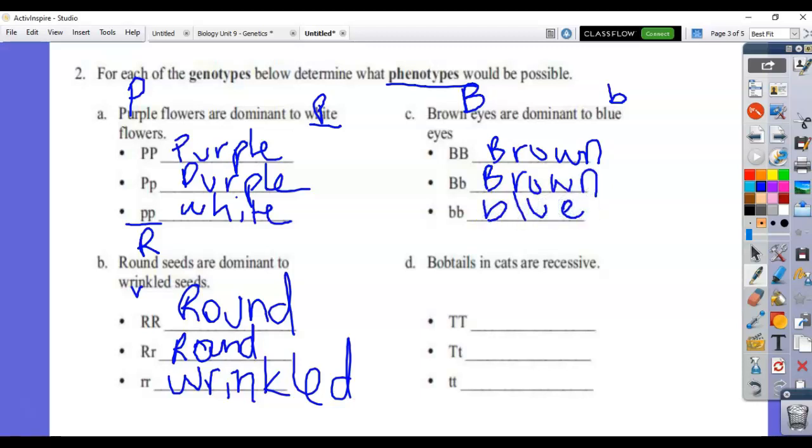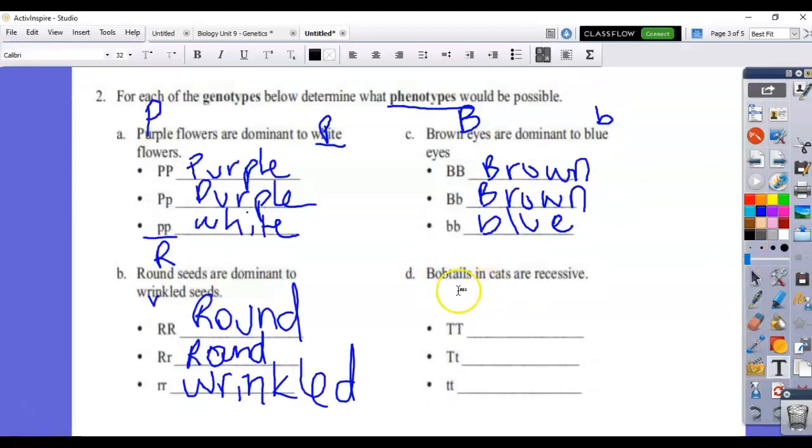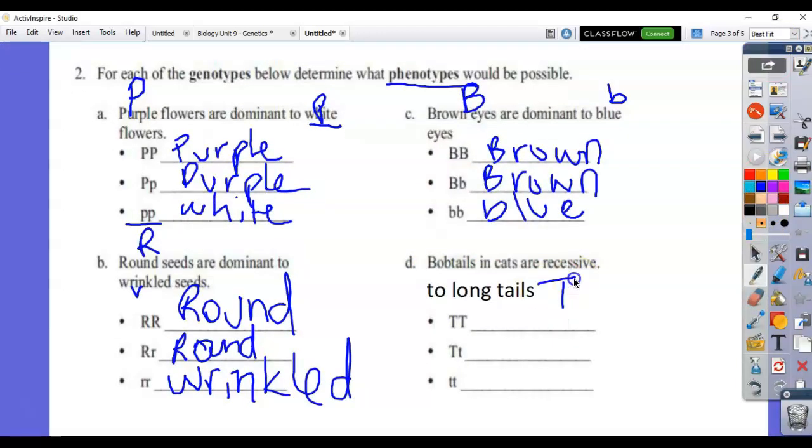All right. And then bobtails in cats are recessive. Wow. Apparently this does not have the other information you need here. This is supposed to say two long tails. So long tails are going to be capital T. Bobtails are going to be lowercase. Okay. So if I've got two capital T's, they're going to be long tails. Big T, little t, also going to be long. And little t, that's going to be a bobtail. Beautiful.